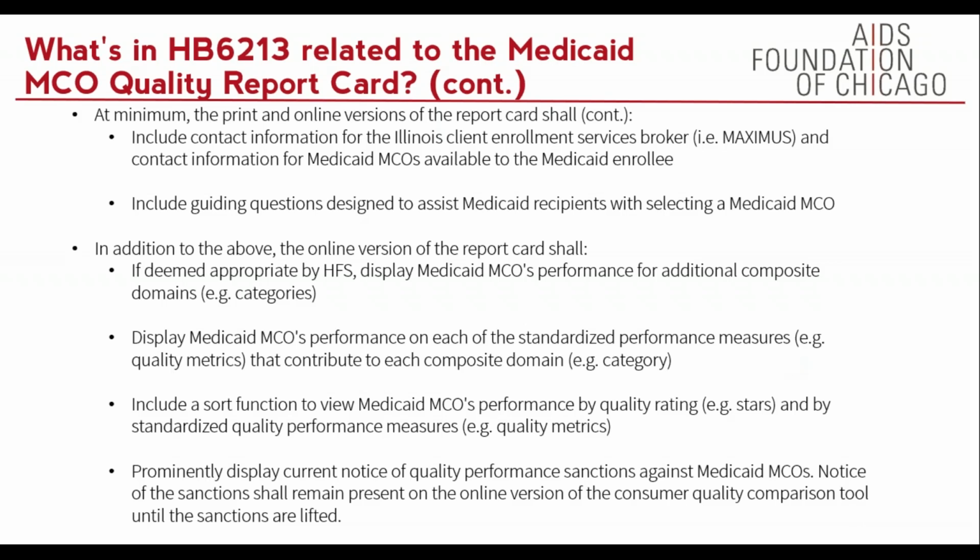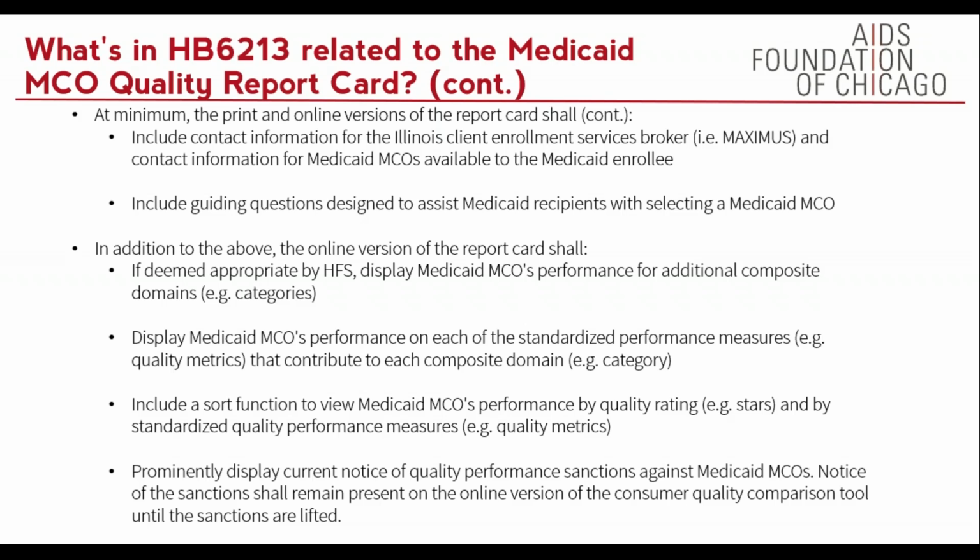Another piece that's specific to the online version is about, again, displaying that granular level of information. So only the online version will have the performance metrics or measures that populate each category or domain. The print version, the shorter version that the consumer would get, would just have the general overall score or star rating by category or domain.